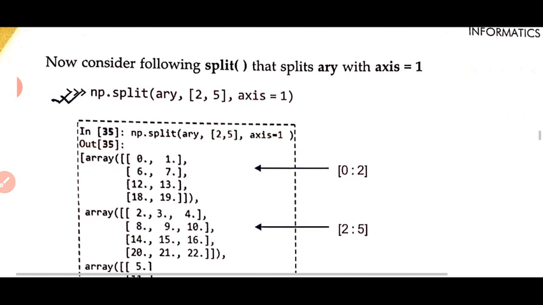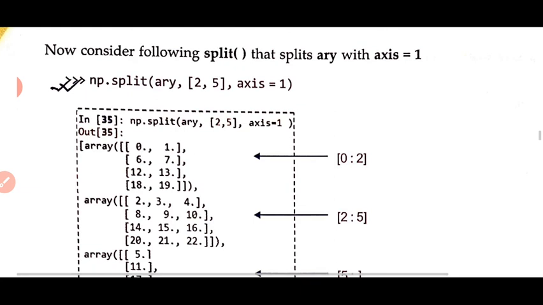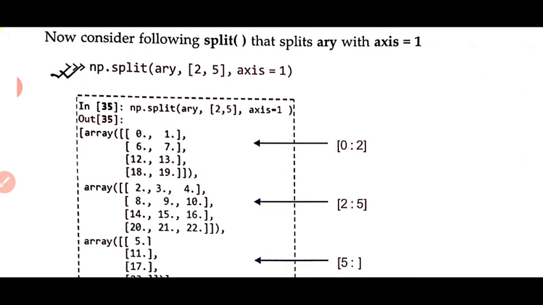Now consider the following split function that splits ARY with axis 1. Now we are going towards axis 1. What is meant by axis 1? Axis 1 means horizontal axis. Input line 35: np.split(ARY, [2, 5], axis=1). So on the horizontal axis it will divide according to the given shape. What is the shape? 0 to 2, 2 to 5 and 5 to end.